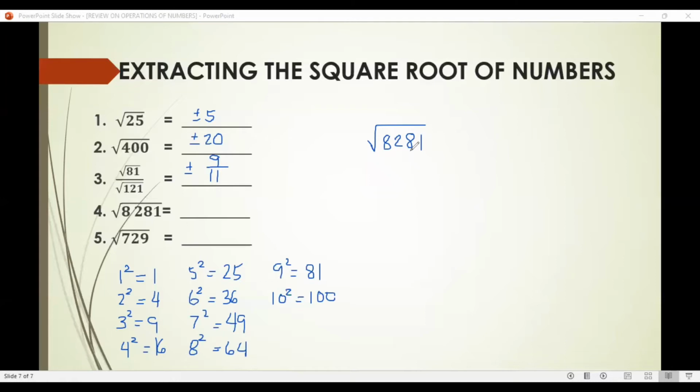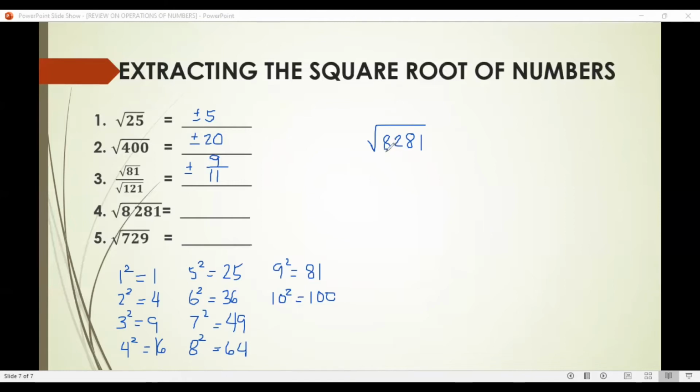Now, we have to identify first the rule. So the first thing that we have to remember once you are extracting the square root of a large number is to group by 2's from the decimal point. Again, you group by 2's from the decimal point.